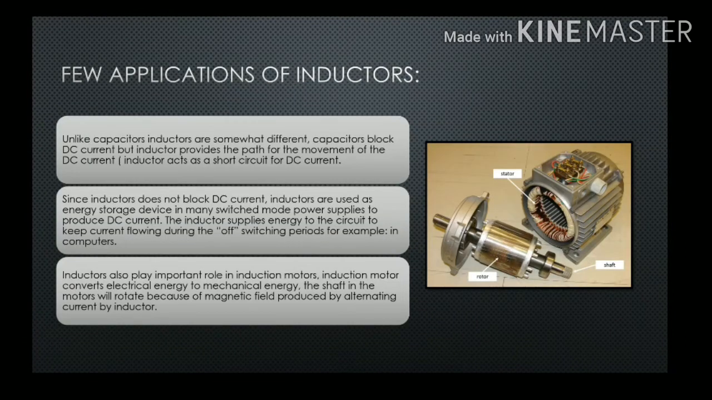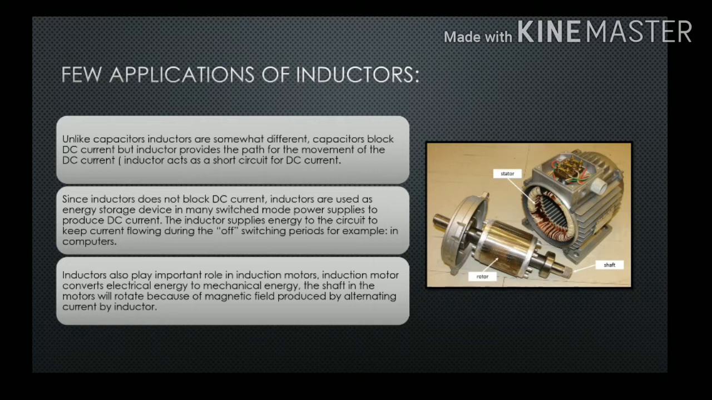A few applications of inductors. Unlike capacitors, inductors are somewhat different. Capacitors block DC current, but an inductor provides a path for the movement of DC current. An inductor acts as a short circuit for DC current. Since an inductor does not block DC current, inductors are used as an energy storage device in many switched mode power supplies to produce DC current. The inductor supplies energy to the circuit to keep current flowing during the off switching periods. For example, in computers, the CPU uses this application.